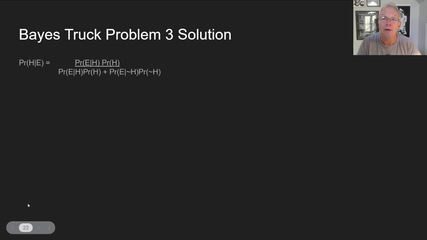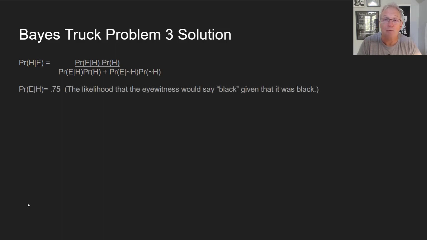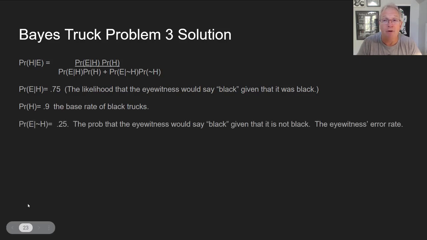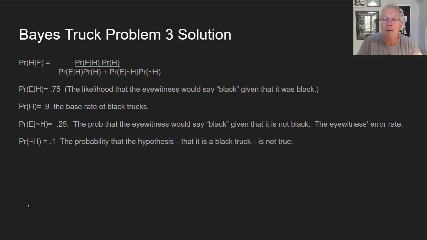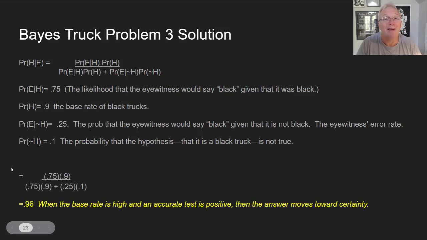So here it is. There's Bayes' theorem for two mutually exclusive hypotheses, and now the witness's reliability is still 75%. The base rate of black trucks is now 0.9, where we started at 0.2 originally. The error rate, the false positive rate that the eyewitness makes, is 0.25. And the probability that the hypothesis is not true, that it's not a black truck, is now only 10% because of the base rate. That's 1 minus the base rate. Or the percentage of blue trucks is now, in this problem, only 10%. So now when you plug those numbers into this equation, you get 0.96.